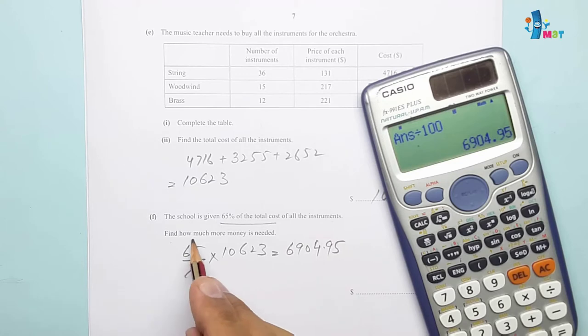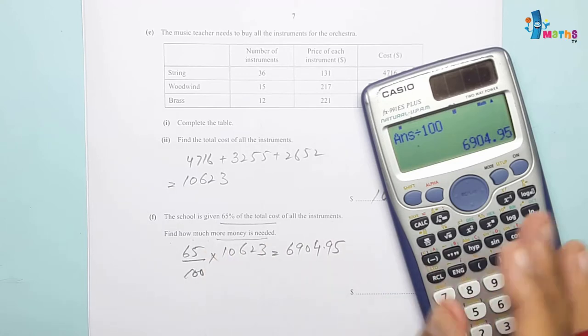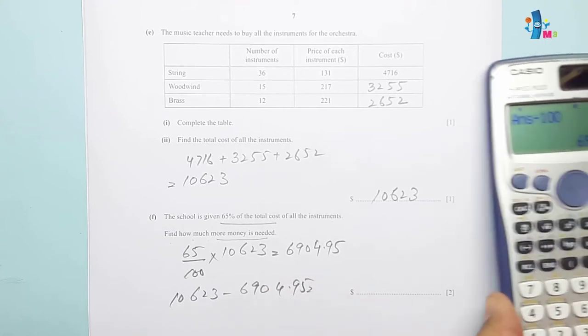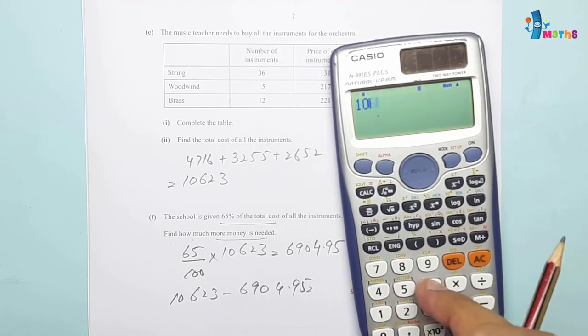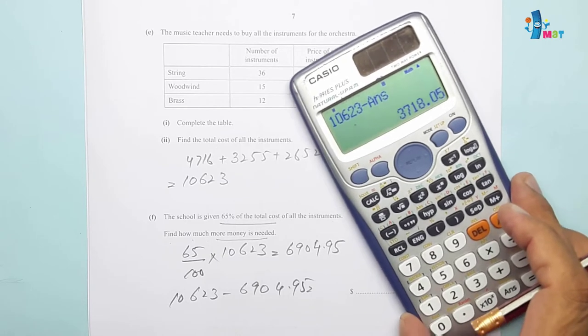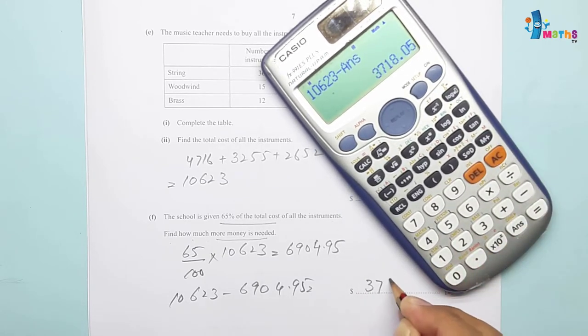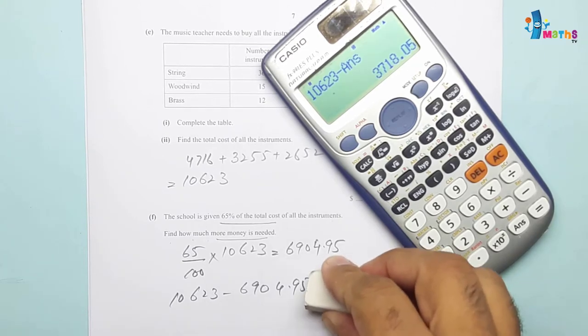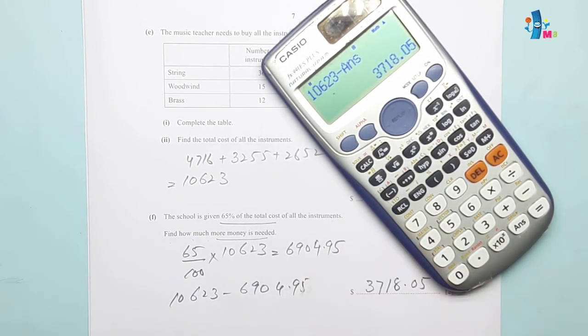Now they are saying the school is given 65% of the total cost of the instrument. Find how much more money is needed. So total cost is this one, 10623 minus this, which is already given. So remaining amount will be how much? 10623 minus answer will be equal to 3708.05. So we can remove this equal to sign from here, so it will be 5 over here.